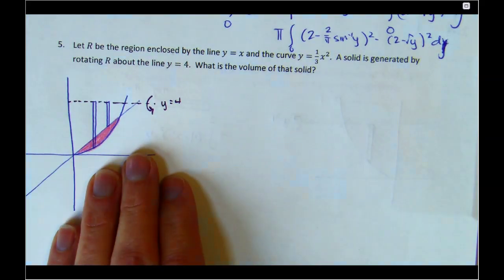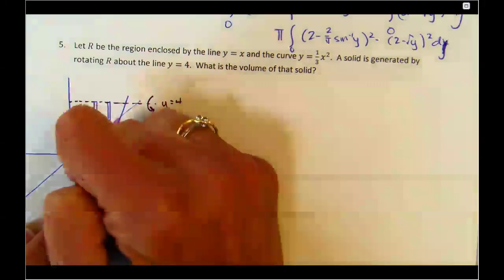So we only need to separate the x's and y's when it's in terms of y. Correct. When it's a dy slice, right? With this dy, that's the only time you need to separate them.